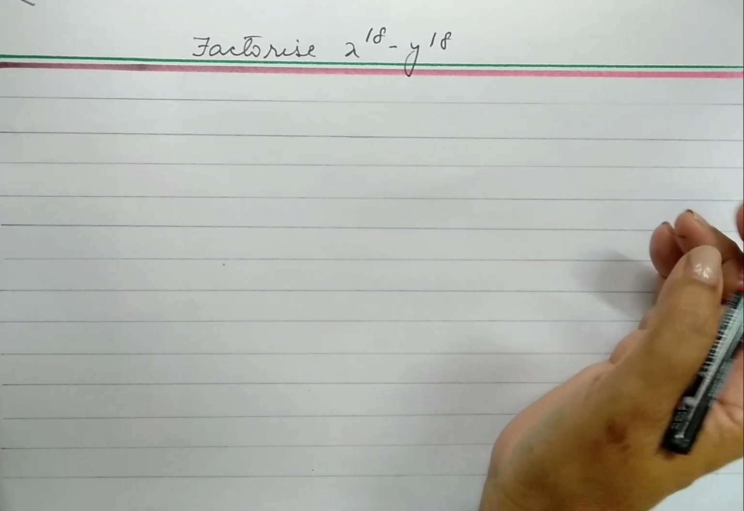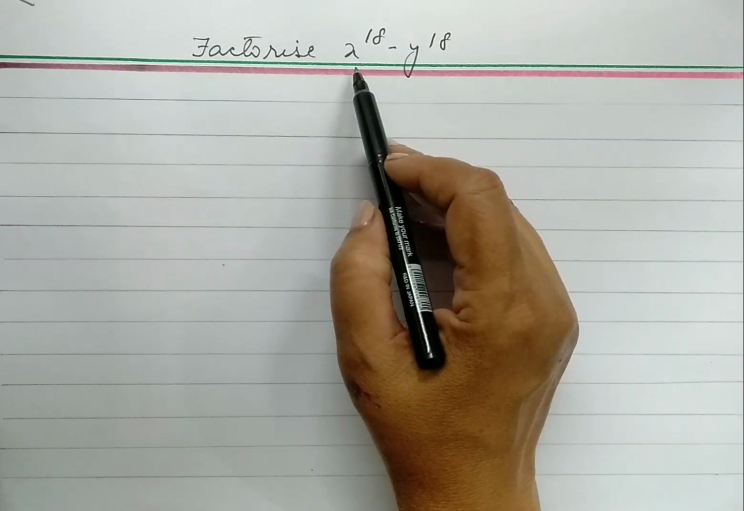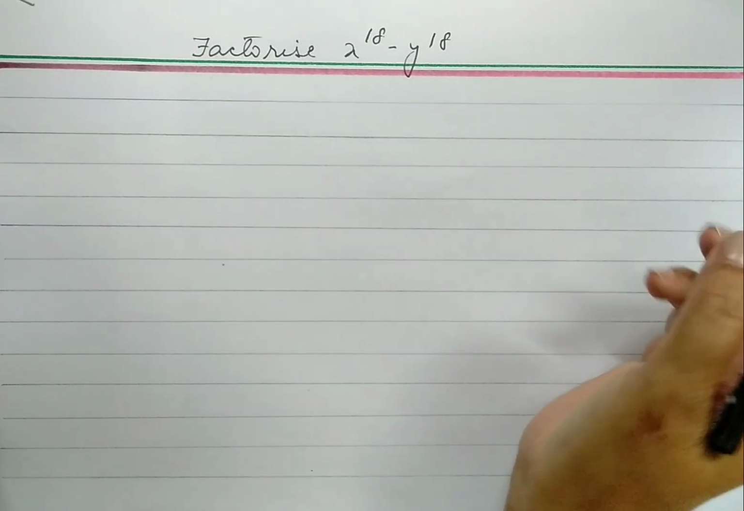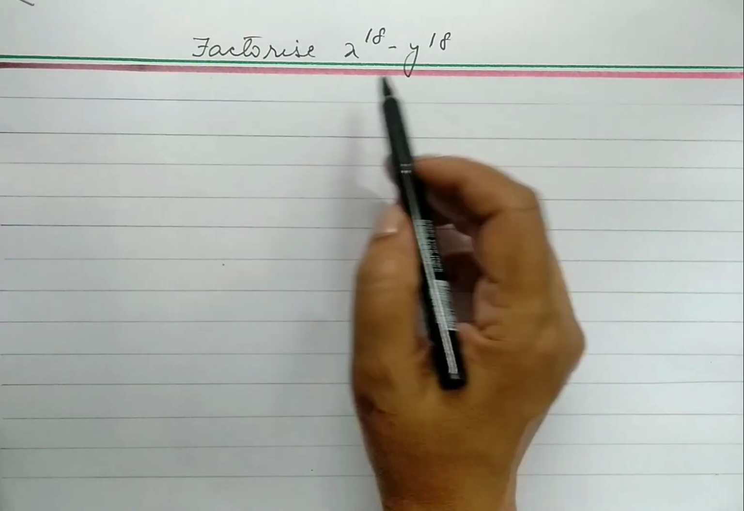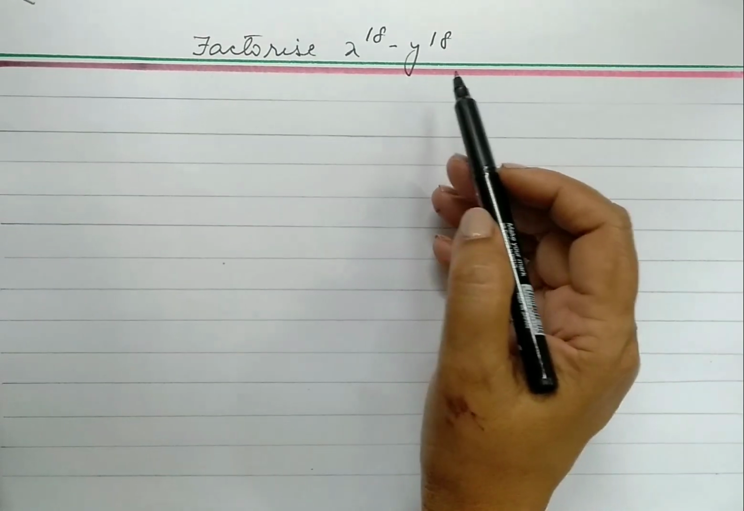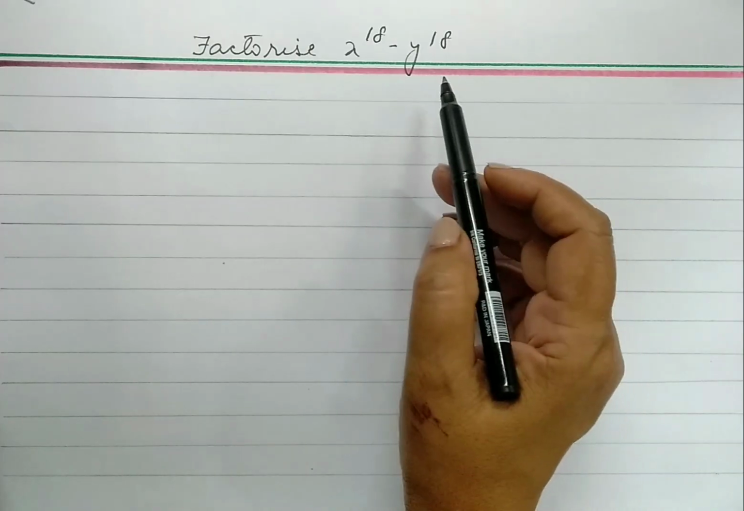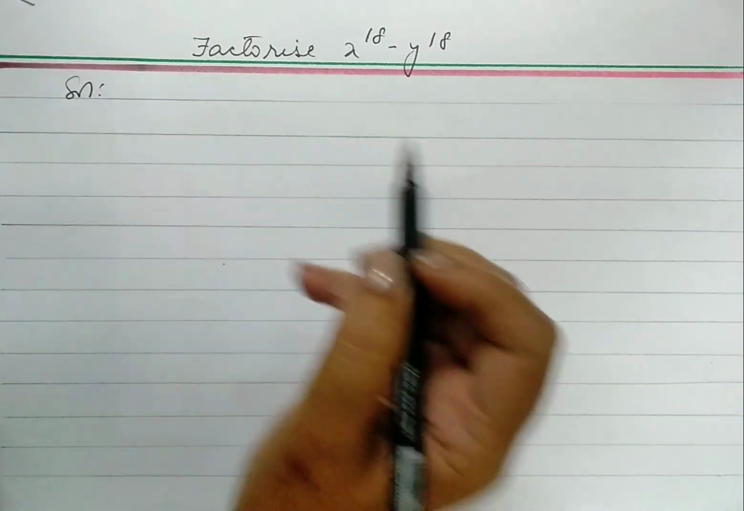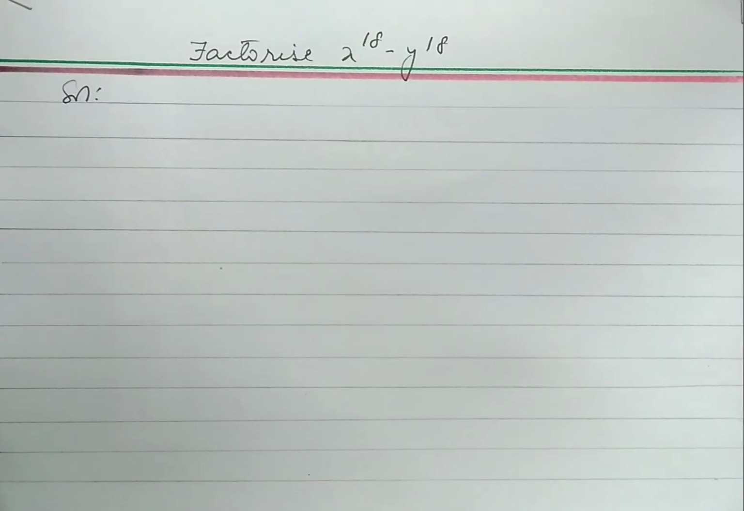So in my last video, I had factorized x to the power 16 minus y to the power 16. Now I had told you that in my next video, I'm going to bring this. Now how do we go about this? The fundamentals are a bit different from the earlier one. So let's get started. So grab a paper and pen, and let's do it together.